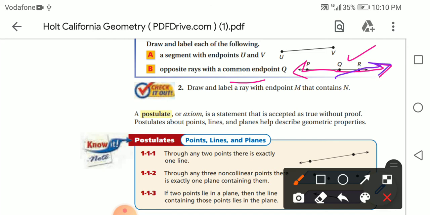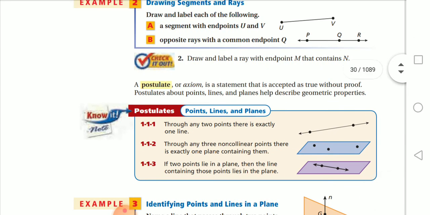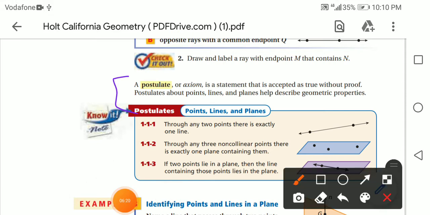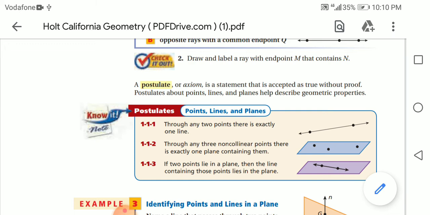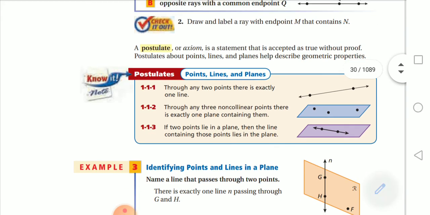Okay, so after this, a postulate or axiom is a statement that's accepted as true without proof. Dear students, this is new information. So a postulate, or an axiom, is a statement that's accepted as true without proof. Postulates about points, lines, and planes help describe geometric properties.